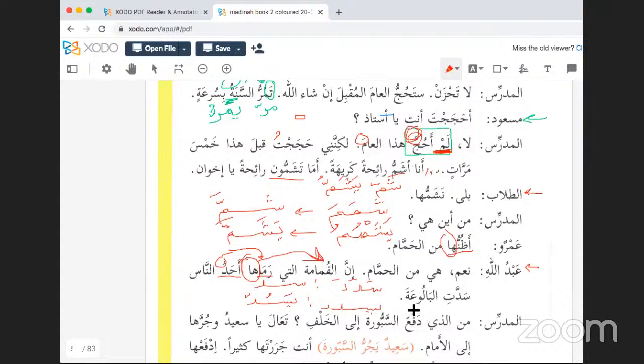Al-balu'ata. He said saddat. Why is there a kasra there? That's the question. Why is there a kasra there? مؤنث.